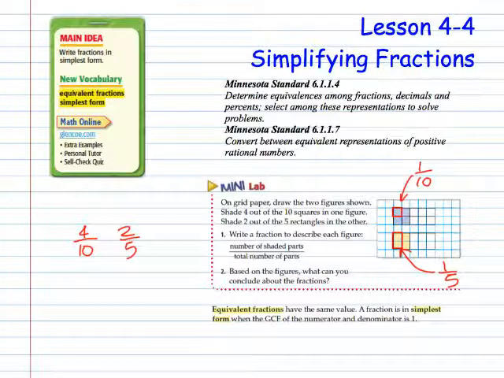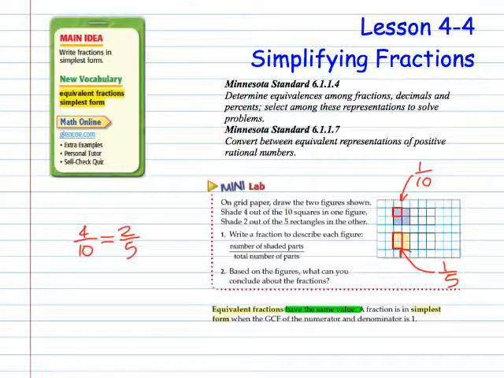Based on the figures, what can you conclude about the fractions? Well, each figure has the same area shaded. So from the first figure, you have 4/10 shaded. From the second figure, you have 2/5 shaded. And what you conclude then is that those are equivalent fractions, which means they have the same value. Different numerator, different denominator, but the same value.